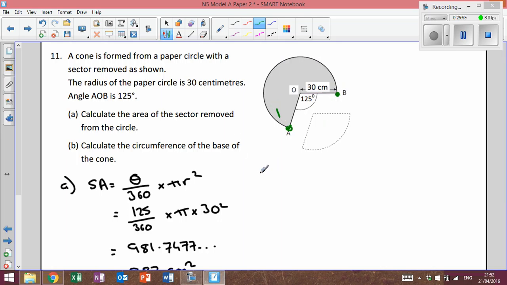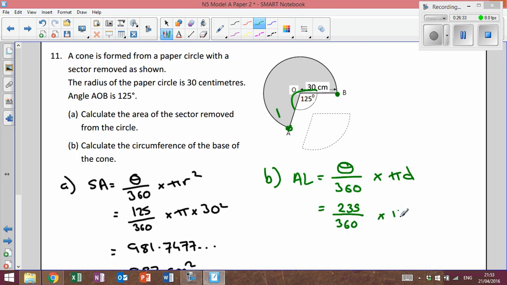So for part B, it's asking for the circumference of the base of the cone, but we know that really means the arc length, which is this fraction that we have at the center multiplied by the circumference. Make sure you go over these again. You've not seen them for a wee bit, and we need to be on top of them. So the angle is not 125 this time because we're looking for the big angle. So 360 take away that 125 is 235 over 360, and we're multiplying by pi times the diameter, which we know is 60.